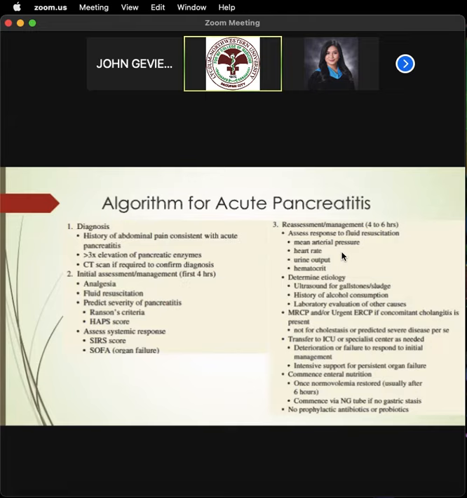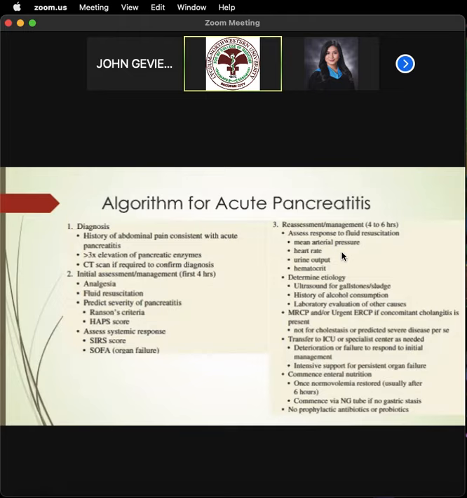This is if the history is not congruent with pancreatitis, and at the same time your pancreatic enzymes are not that highly elevated. Then after establishing the diagnosis, these are your initial management. Give analgesia.